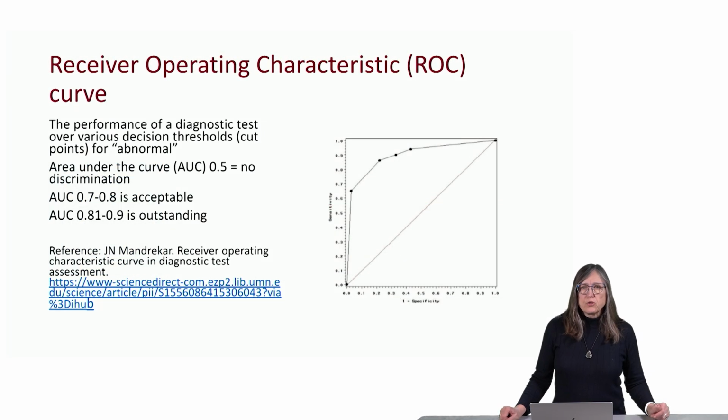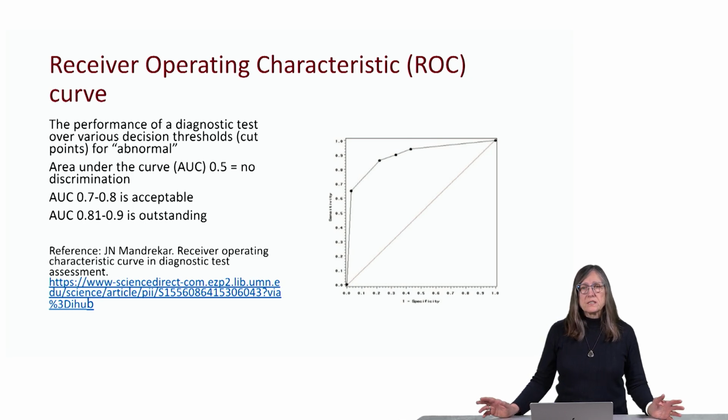Receiver operating characteristics, or ROC curves. You will almost assuredly see these on Step 1, 2, and possibly 3. You will never need to calculate them. This takes you back to calculus, but ROC, receiver operating characteristic, and AUC, or area under the curve, is graphing out the sensitivity versus 1 minus specificity.